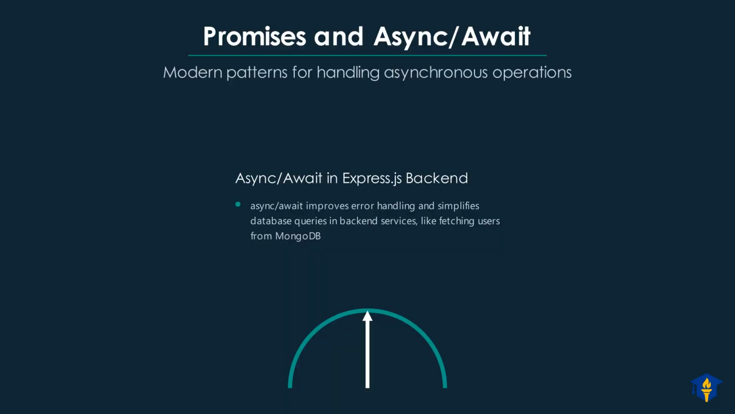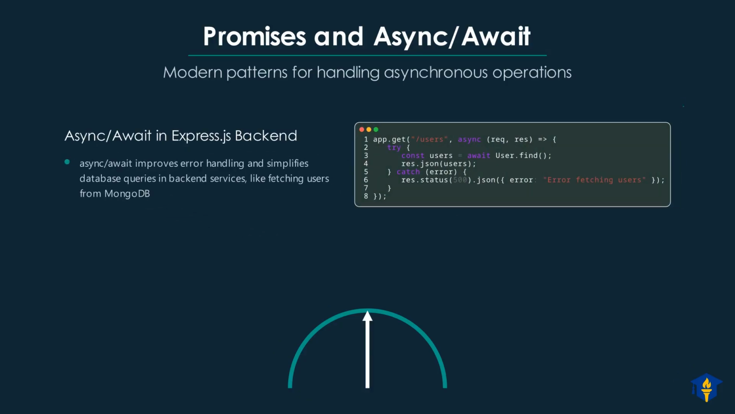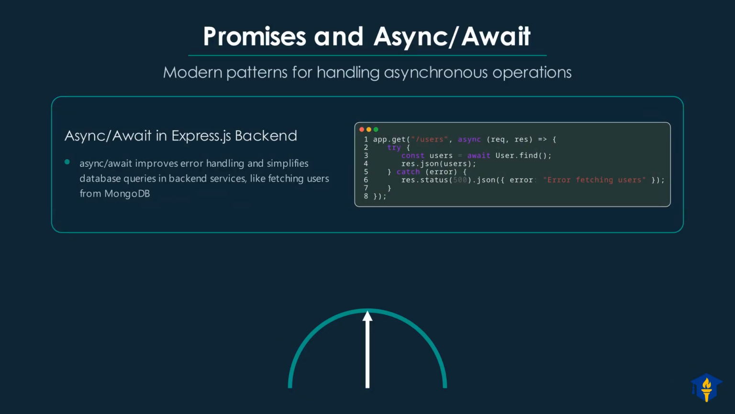Async/await is also incredibly useful in backend development, such as with express.js. This server-side example uses async and await to efficiently fetch user data from a MongoDB database with robust error handling. This code defines an express.js route to asynchronously fetch users from the database and send them as JSON.